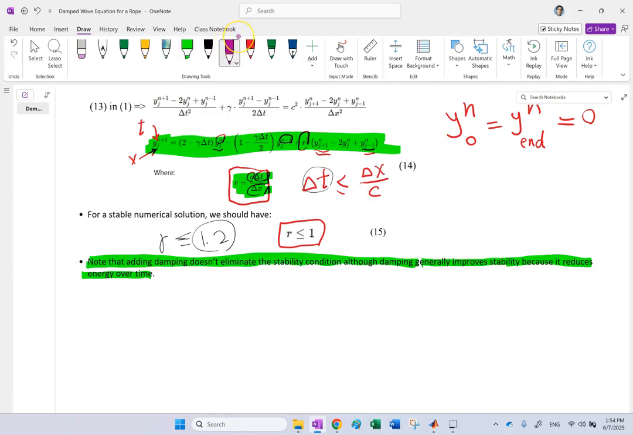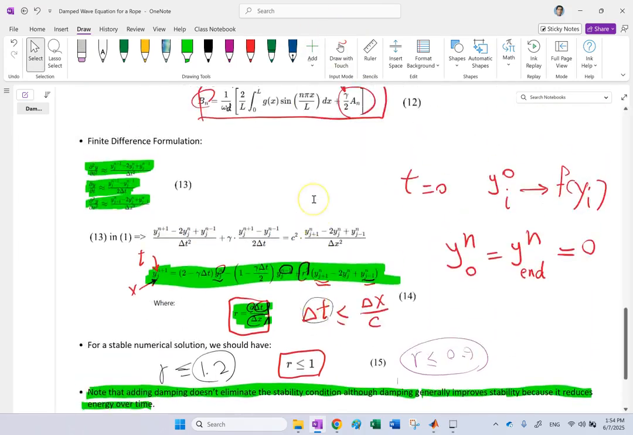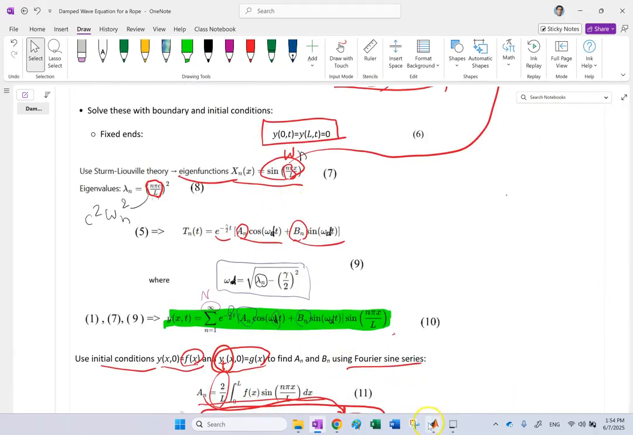And many times, actually, you see people even go less than or equal to 0.9 instead of 1 just to be safe. So I do not recommend taking big time steps if you want to have a stable solution.